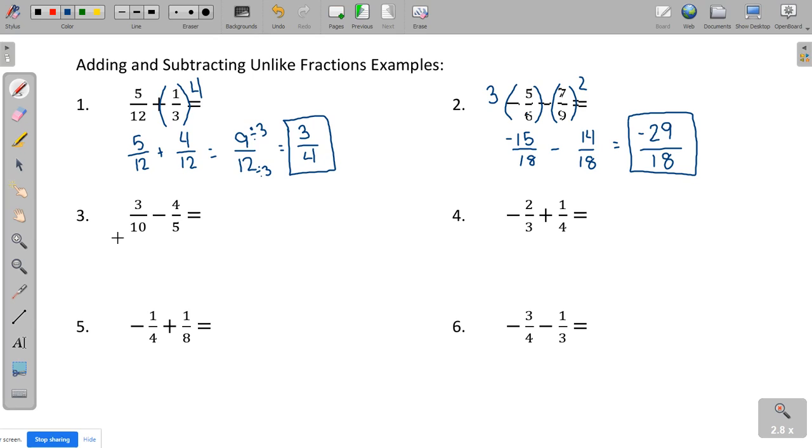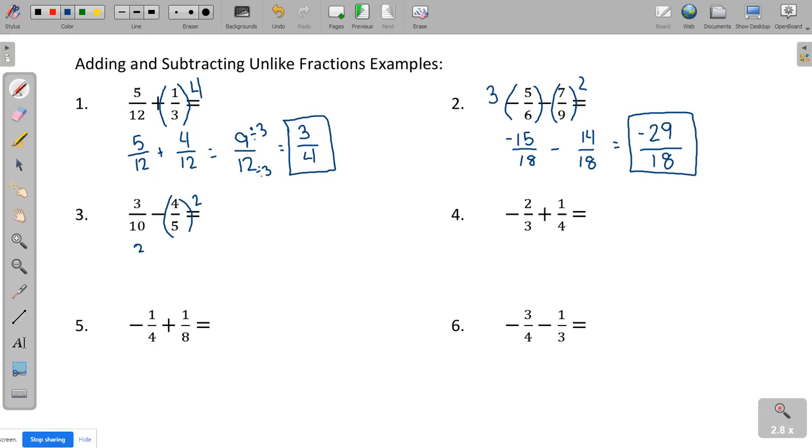Let's look at number 3. 3/10 minus 4/5. We do not have common denominators. So let's look at the smaller number. We have 5. Can we turn 5 into 10 by multiplication? We can if we multiply everything by 2.